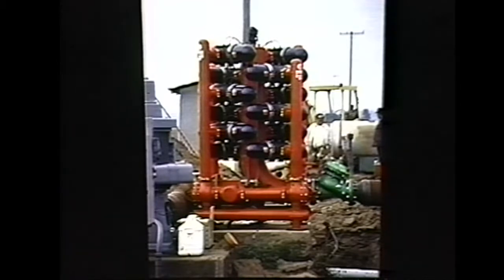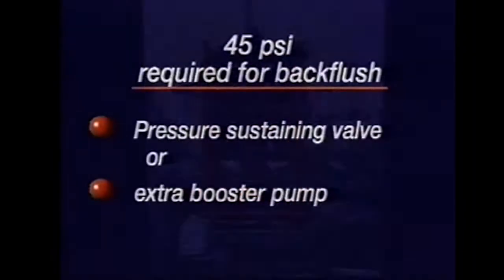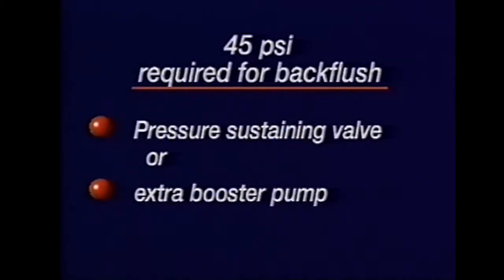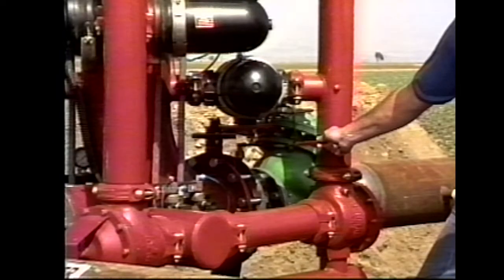Each barrel shown here requires 60 gallons per minute for backflushing, for a total of 180 gallons per minute per tower. In order to have a successful backflush, these units require a minimum of 45 psi during backflush. Since this may be more than a normal operating pressure, automated disc filters either have a special additional booster pump for flushing or use a pressure-sustaining valve downstream of the filter during backflushing.